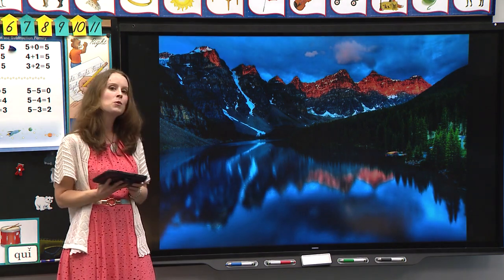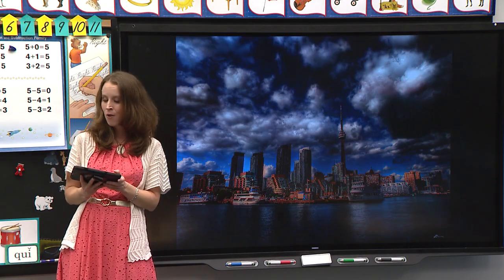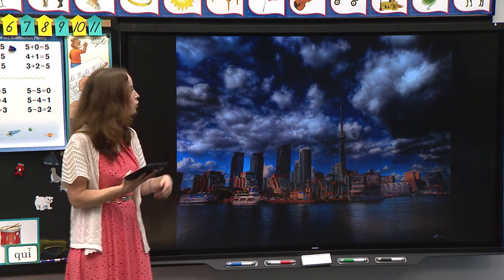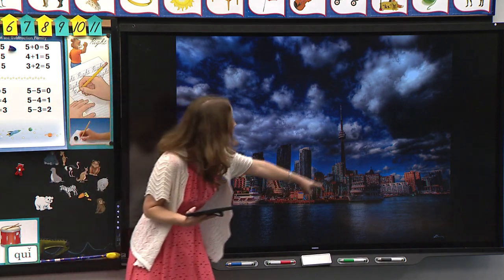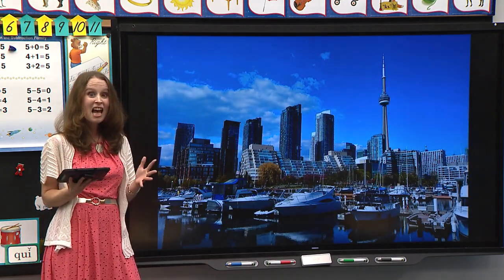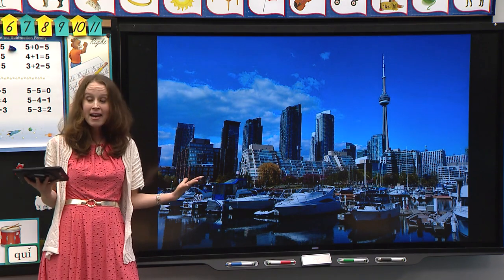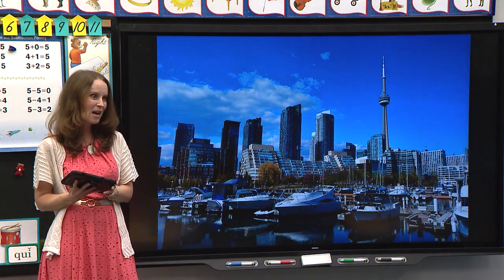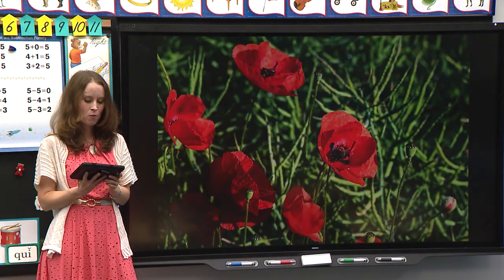Here's a picture of those beautiful mountains, the Canadian Rocky Mountains. And right here, we can again see the capital city called Toronto. Notice this great big tower called the CN Tower. The CN Tower is about 1,825 feet tall. So it is a very big tower that you can see in many parts of Toronto.